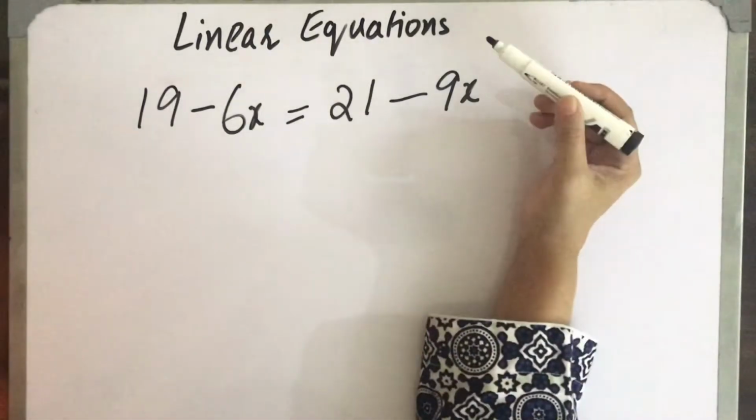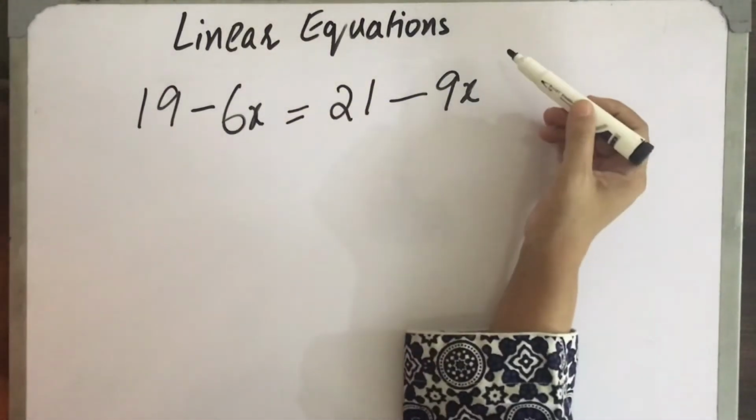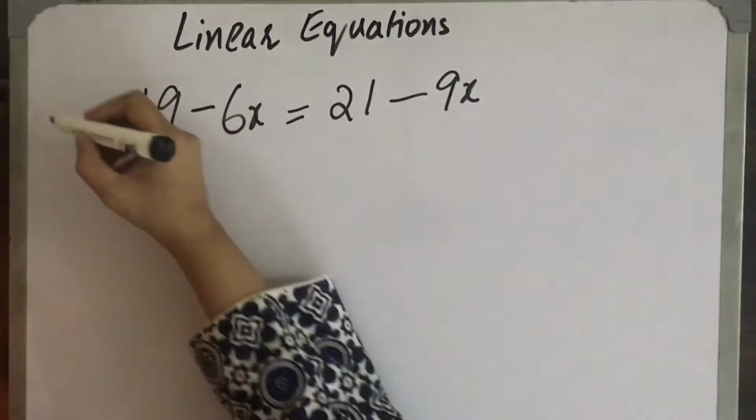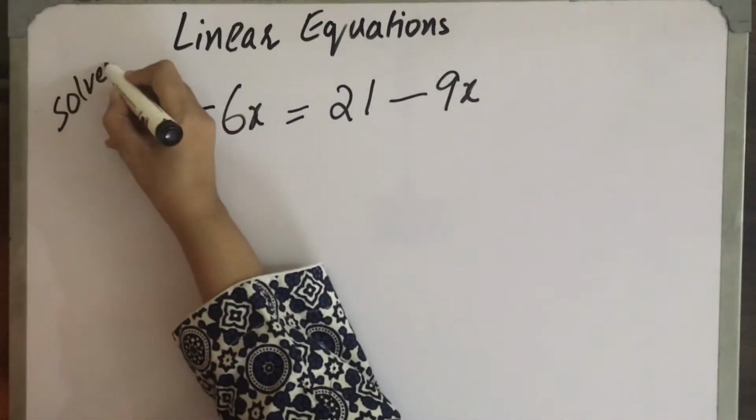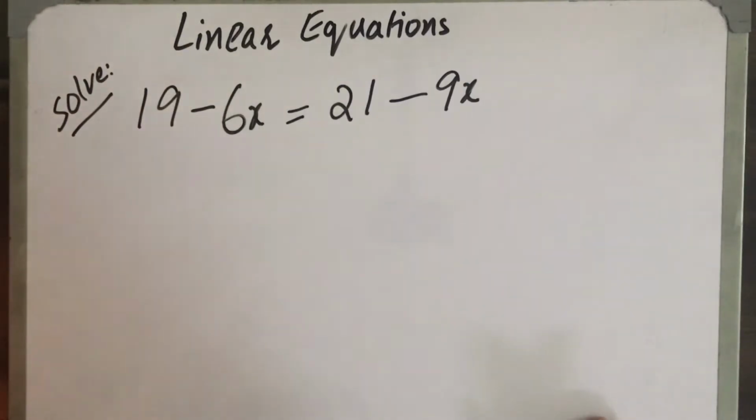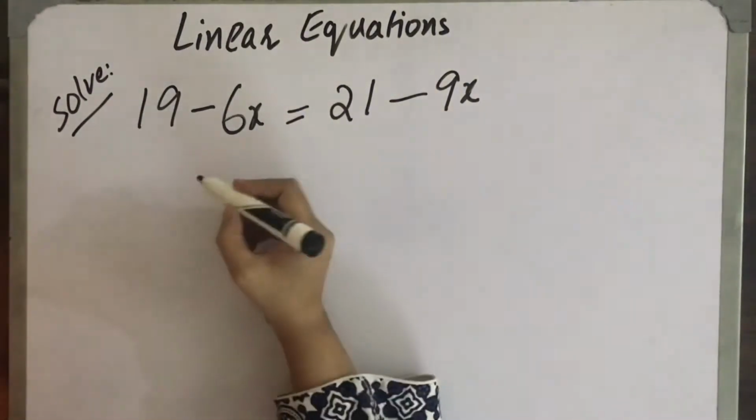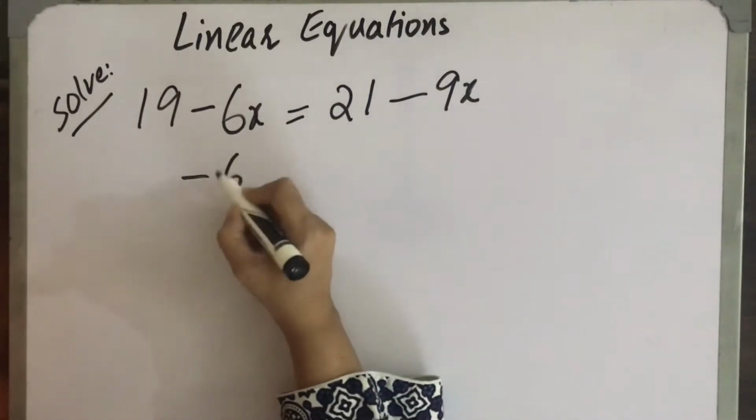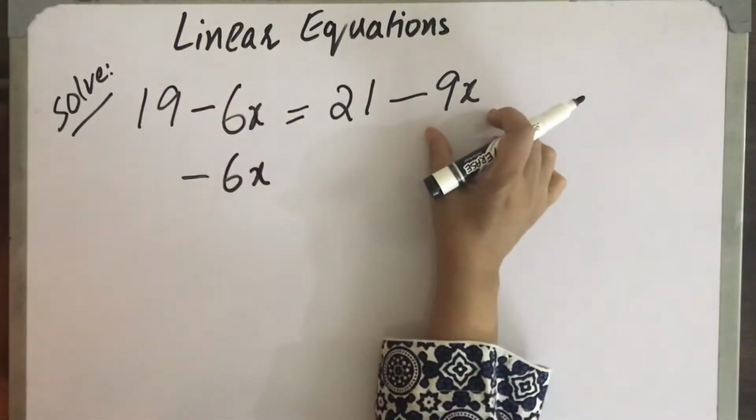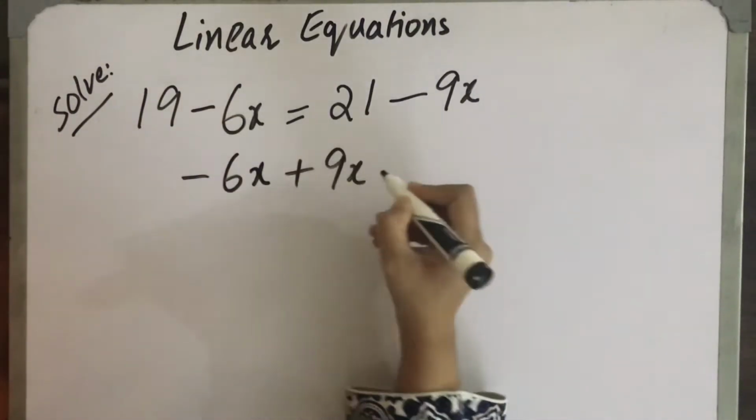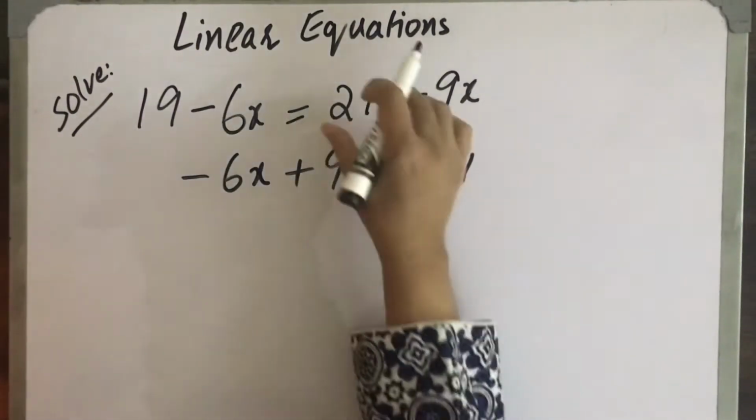Linear equation, you know, is when the variable has power 1, and equation means equality. So here we have to solve it, and when we solve it we have to find the value of the unknown, which here is x. So I shall take both terms having x on one side. This is minus 6x. When I take this minus 9x to the other side, it will become positive 9x. And 21 is on the right side.